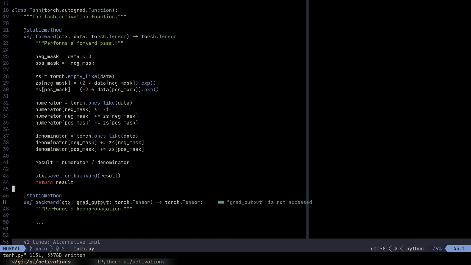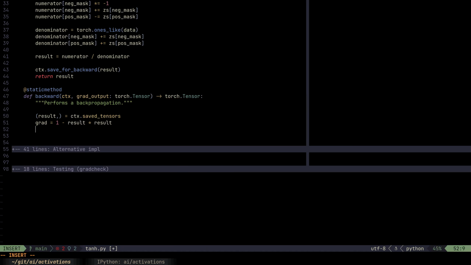What's the tanh of x? Well, that's just the result. Same about the tanh there. So it's tanh of x squared. 1 minus result times result. Finally, we return grad output times grad.